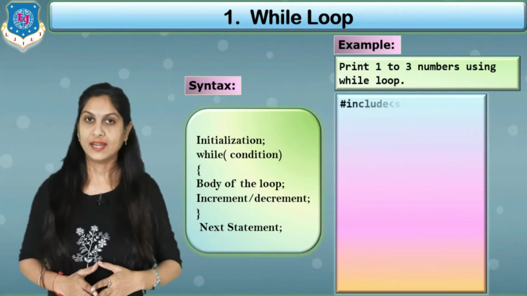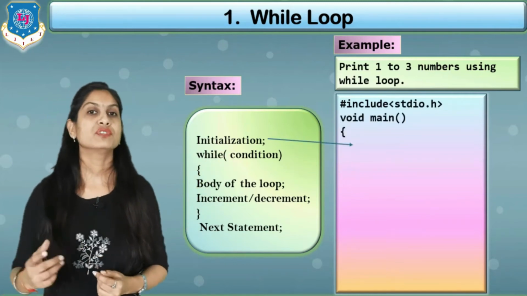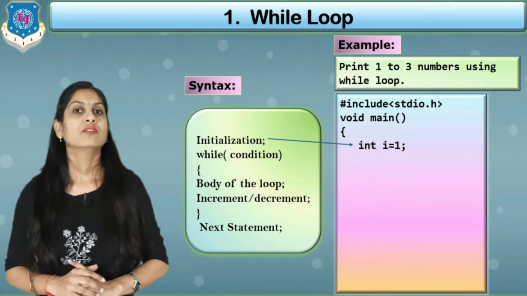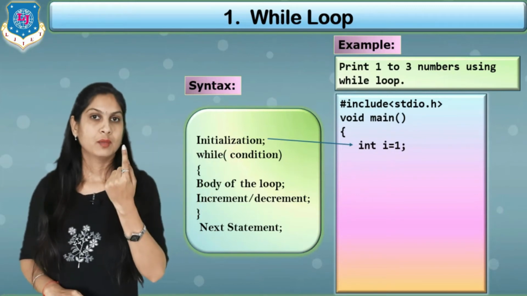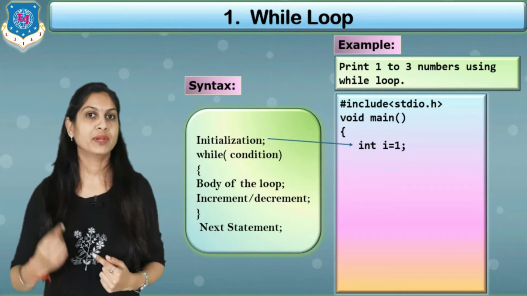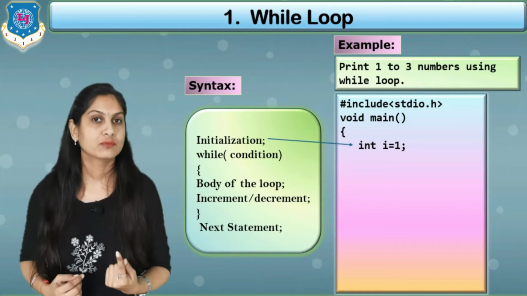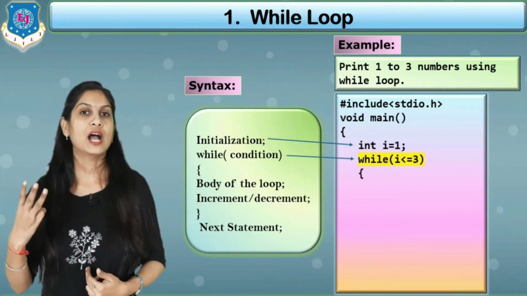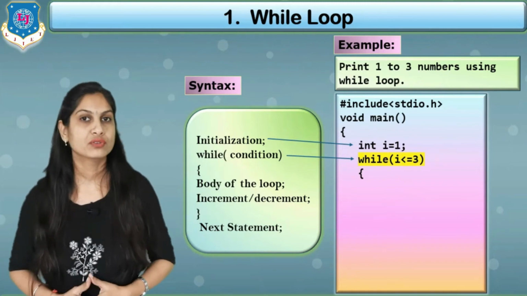First we have to include the header file, then void main, and inside void main we have to declare the variables. Here only one variable is required for the starting and ending. So start with 1, because our definition is to print 1, then print 2, print 3. Clear? So the starting value is i equals 1. Then put the while, and the condition is what? How many times? 3 times. So put the condition simply, i less than or equal to 3.